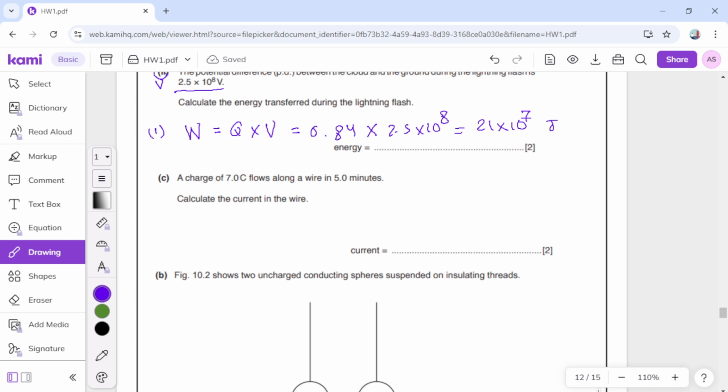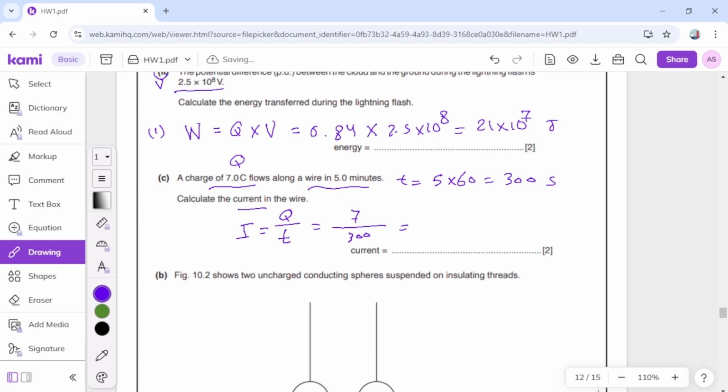A charge of 7, he gave you the charge and the time, but be careful, time is 5 minutes, 5 multiplied by 60 equals 300 seconds. Calculate the current. What is the equation? Current equals charge over time. Every time you have to write the equation to memorize it in the test. Charge is 7 over time is 300. Now what is the answer?